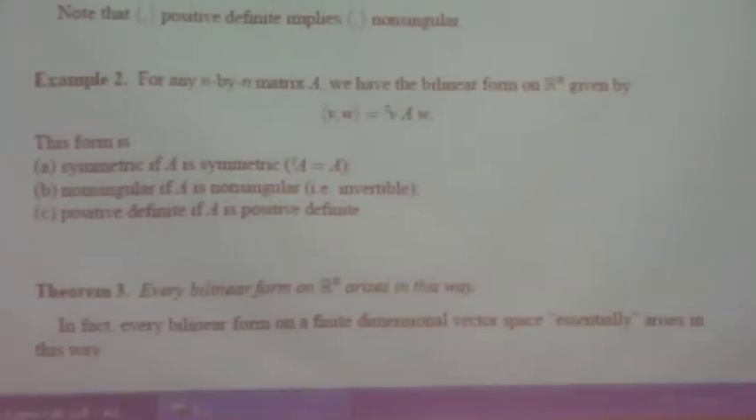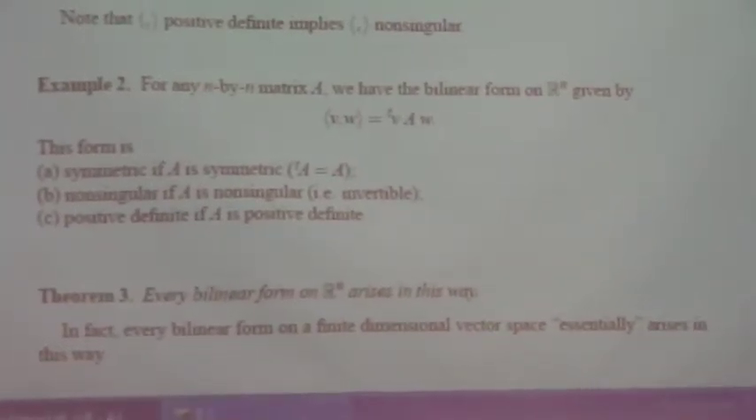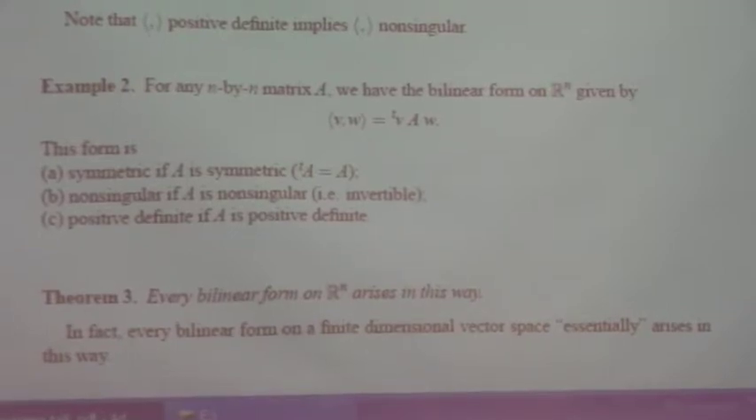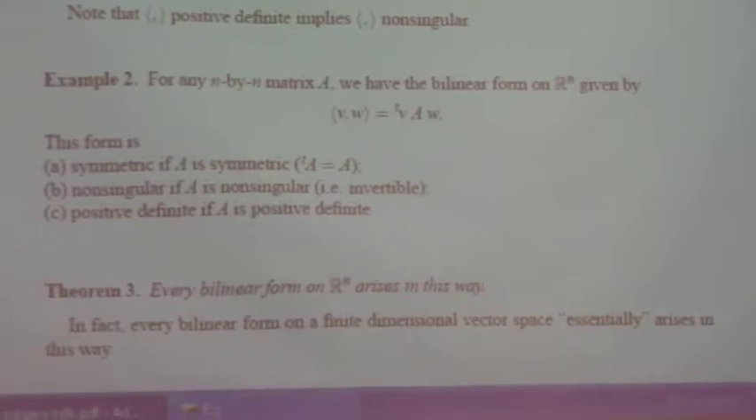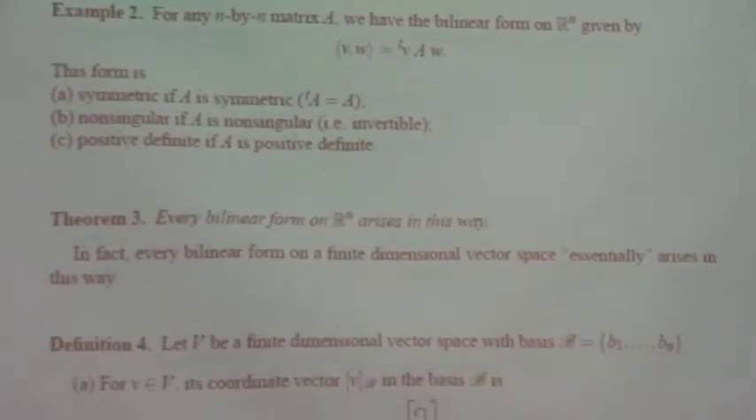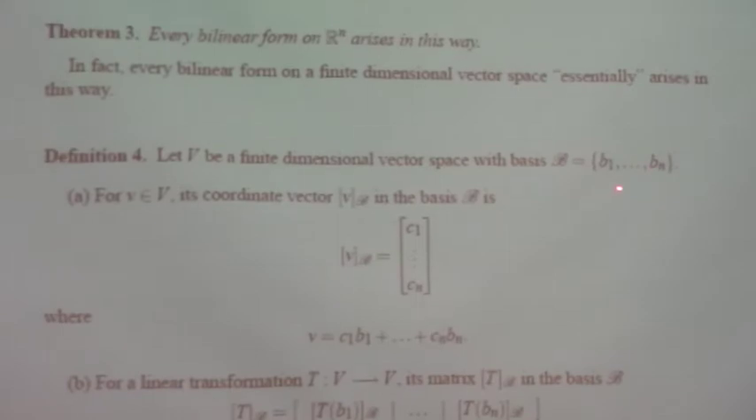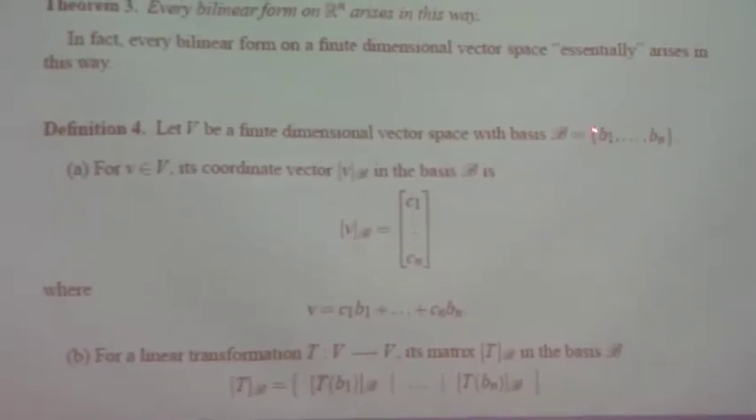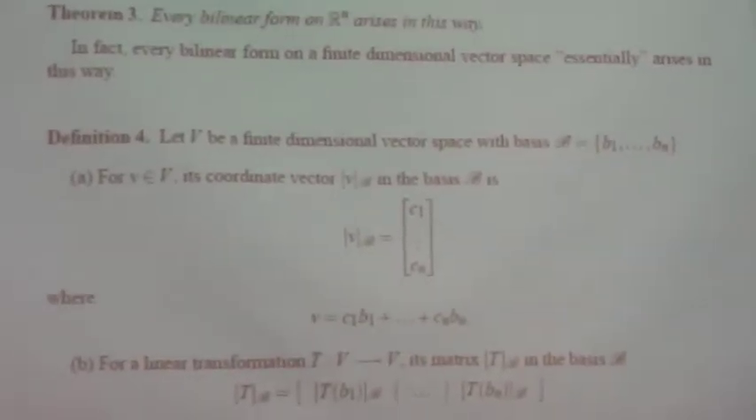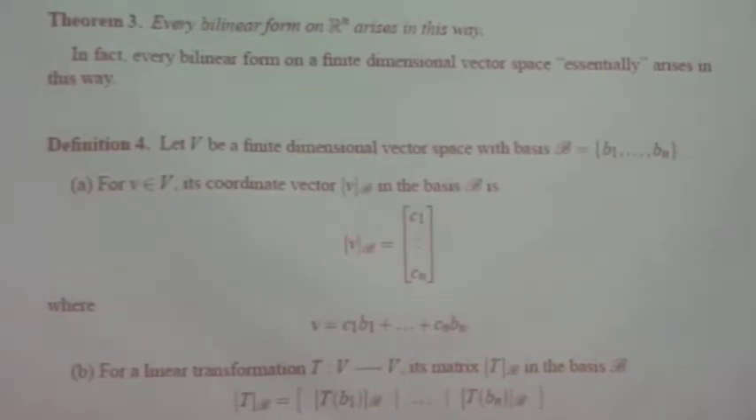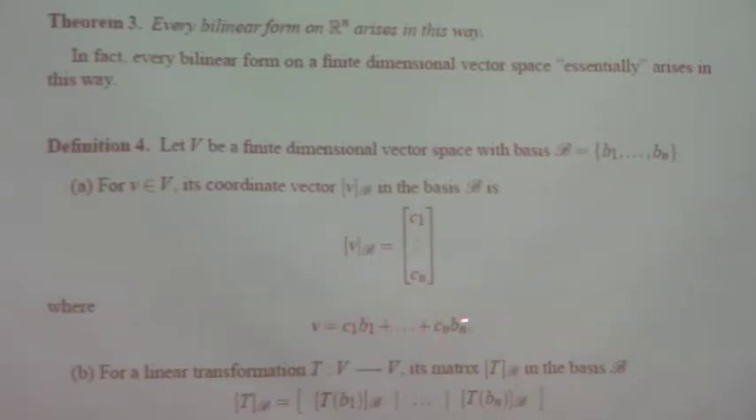In fact, not only does every bilinear form on Rn arise in this way, but every bilinear form on a finite dimensional vector space essentially arises in this way. And what I mean by essentially is after taking coordinates. So let me just remind you about coordinates. Suppose we pick a basis B for our vector space V, and we fix the basis. Then we have the coordinate vector of a vector V with respect to the basis B. That's just, we express V as a linear combination of basis elements, and we just take the coefficients.